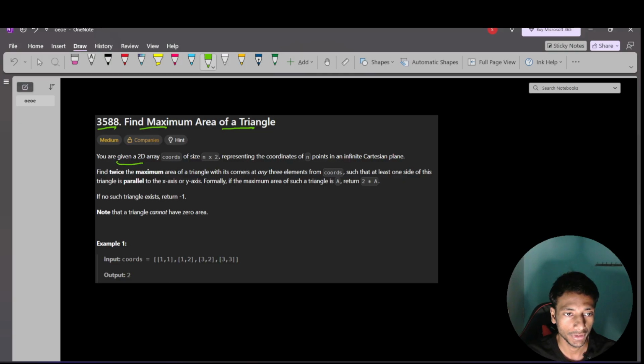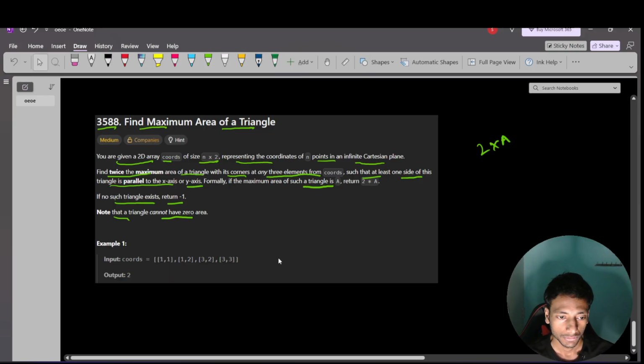So you are given a 2D array chords of size n cross 2 representing the coordinates of n points in an infinite Cartesian plane. Find twice the maximum area of a triangle with its corners at any three elements from chords such that at least one side of this triangle is parallel to x-axis or y-axis. Formally, if the maximum area of such a triangle is A, we have to return 2 into A. If no such triangle exists, return -1. Note that a triangle cannot have zero area.